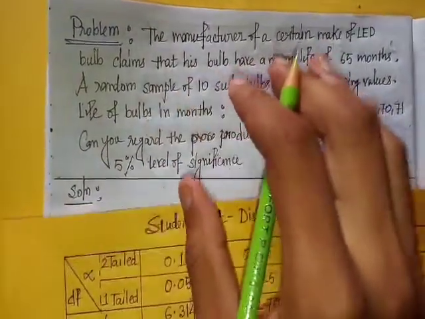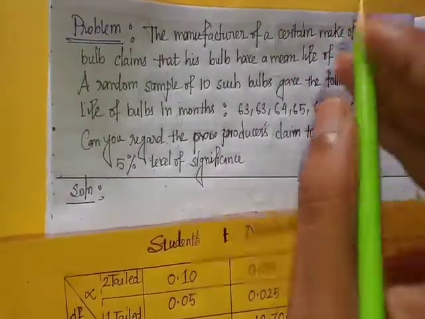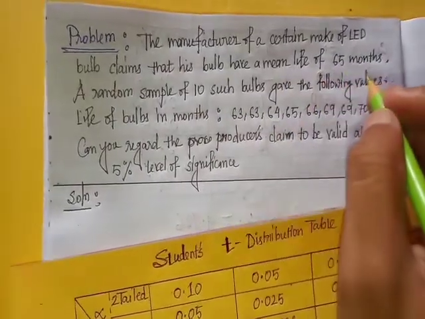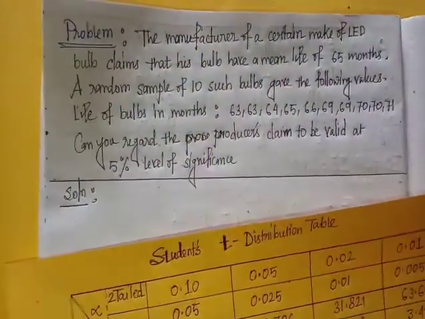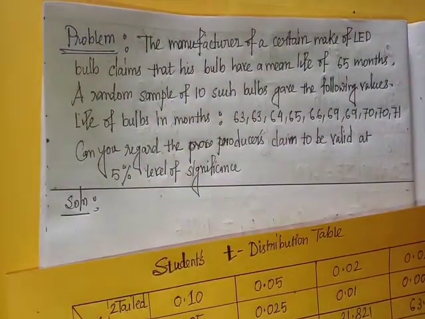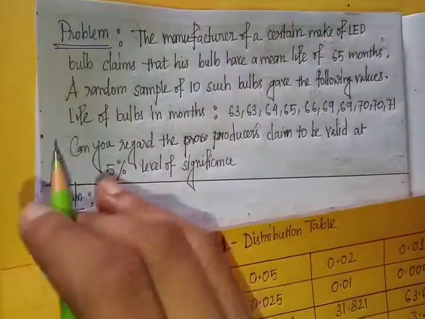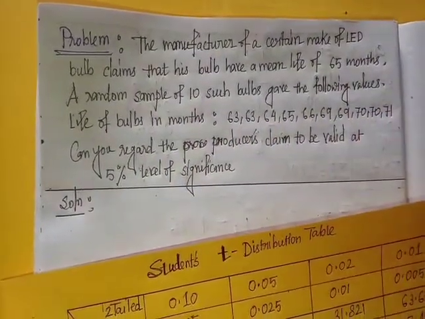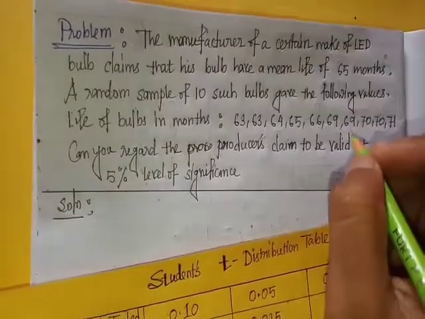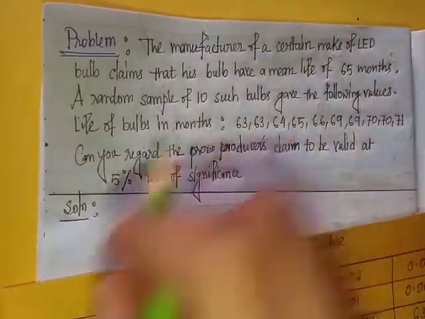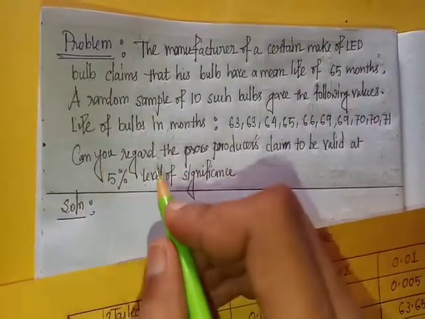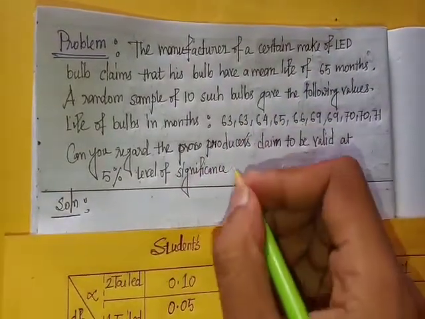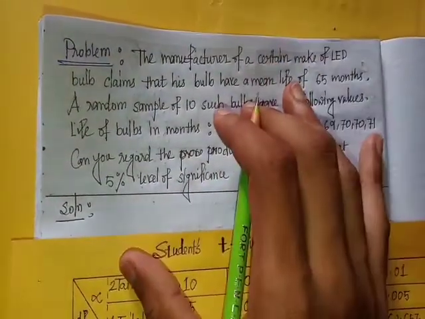The manufacturer of a certain make of LED bulb claims that his bulbs have a mean life of 65 months. A random sample of 10 such bulbs gave the following values. Life of bulb in months: 63, 64, 65, 66, 69, 70, 71. Can you regard the producer's claim to be valid at 5% level of significance? This is the question.